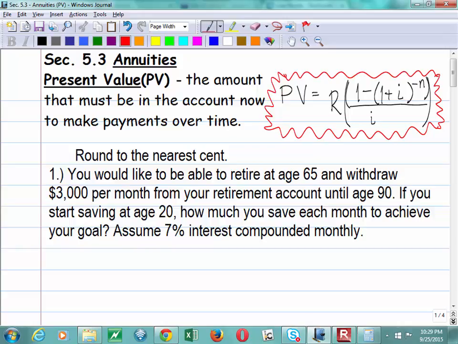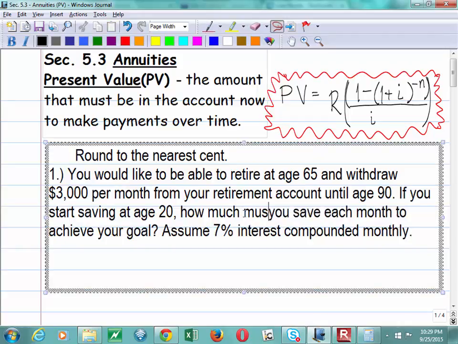So it says you would like to be able to retire at age 65 and withdraw $3,000 per month from your retirement account until age 90. If you start saving at age 20, how much must you save each month to achieve your goal, assuming a 7% interest compounded monthly?